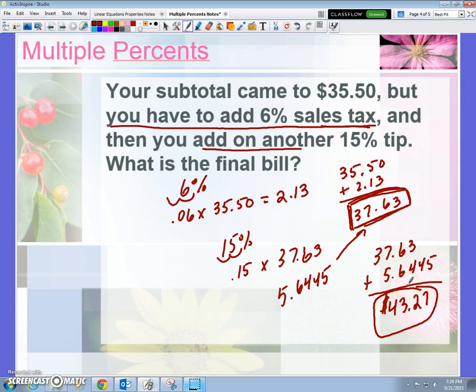So even though I only bought $35.50 worth of food, I had to pay almost $8 more for my total meal between tax and tip. So remember that when you're going out to eat. It costs more than you think it does.